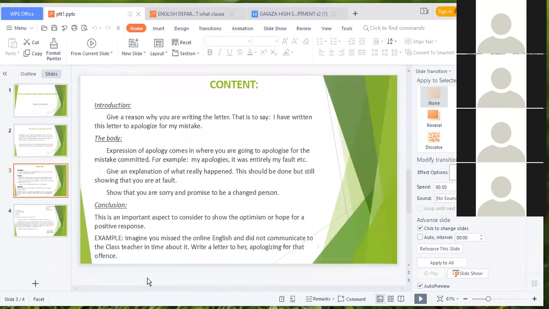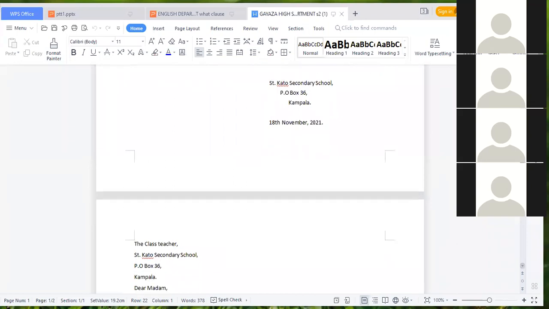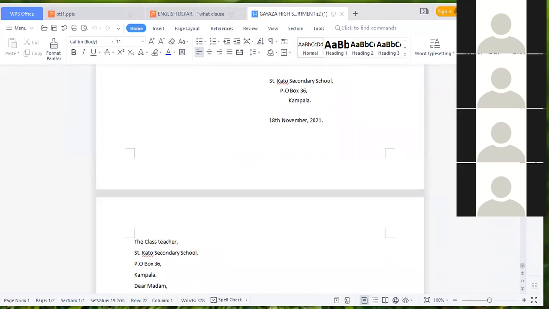Someone has sent a message in the chat about notes, but we sent those notes. I normally send notes on the Google Classroom most of the time, so you check there. So we are going to have an example of an apology letter. We're a bit brief because we have already done letter writing last week.